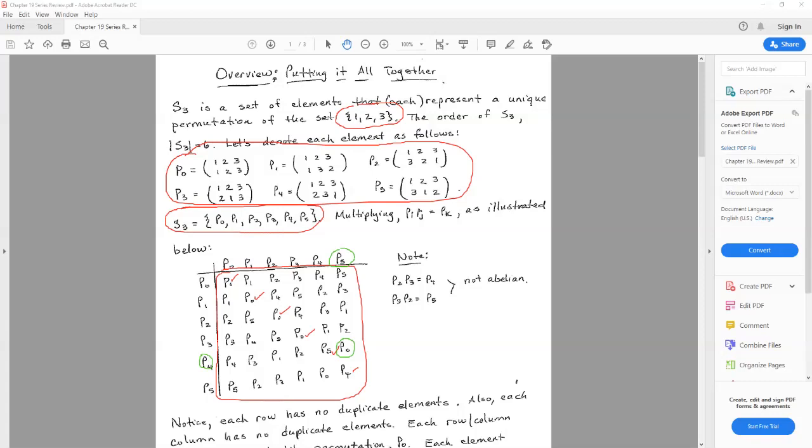And of course, when we multiply permutations together, we do so in the same manner that we do composite functions, which means we start from the right and work our way to the left, as we've talked about a few times throughout the series. And multiplication of composite functions is, of course, associative. So since we have the binary operation, closure, inverses, the identity, and associativity, we know that S3 does comprise a group.